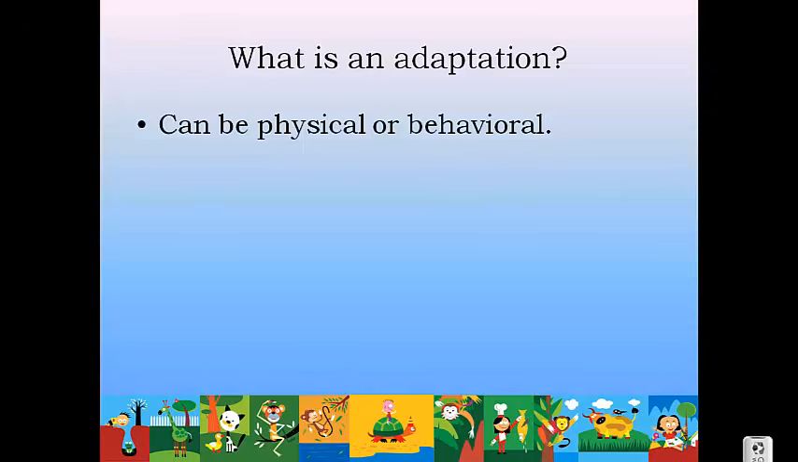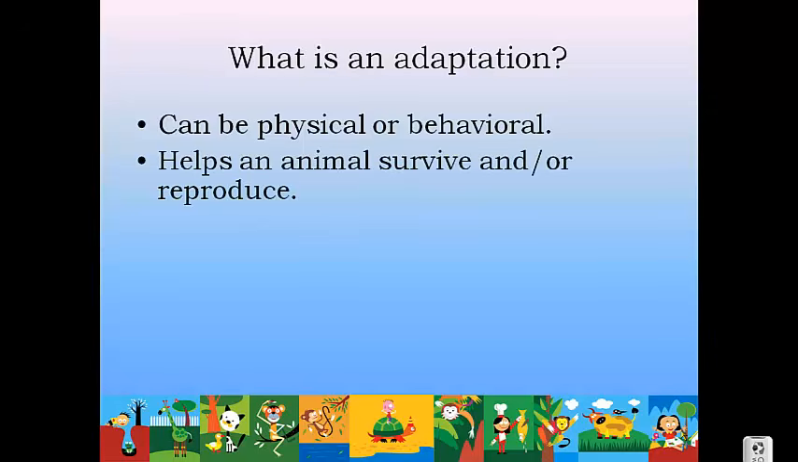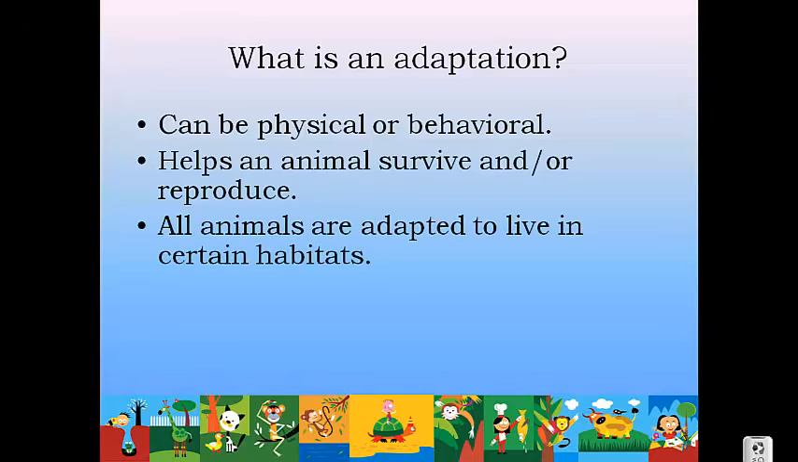It can be physical or behavioral, so it can be something physical or it can be a type of behavior that an animal adopts or uses. It helps the animal to survive and or reproduce. All animals are adapted to live in certain habitats. So basically, if an animal lives in a habitat and if that species survives in that habitat for very long, it means that it's adapted to that habitat in order to be able to survive there and reproduce.